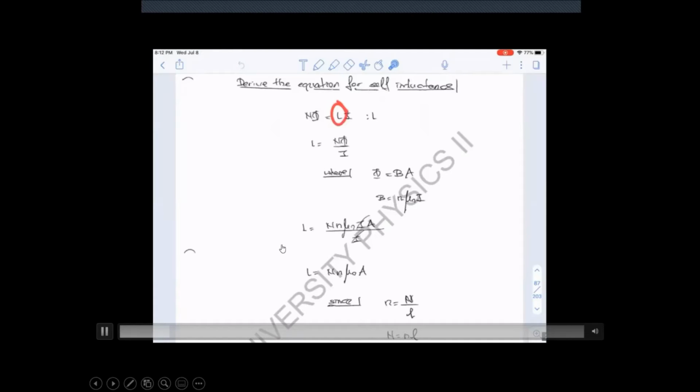So the current doesn't matter. So the inductance does not depend on the current. And looking at this, it's fairly obvious that it's going to depend on the geometry. So it's going to depend on the area of the loop. And then it's going to depend on the number of turns per unit length. Somehow, this is number of turns, this is number of turns per unit length.